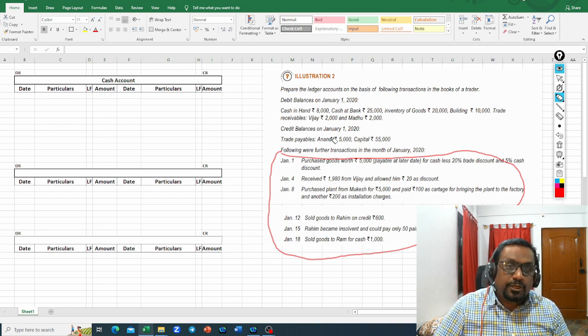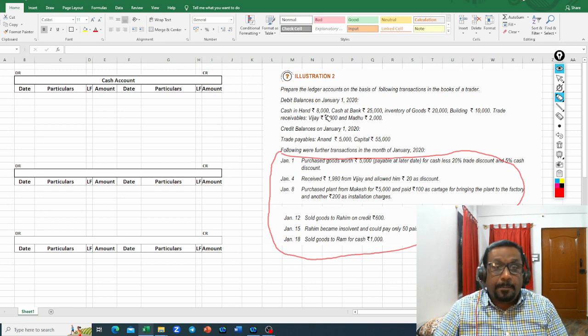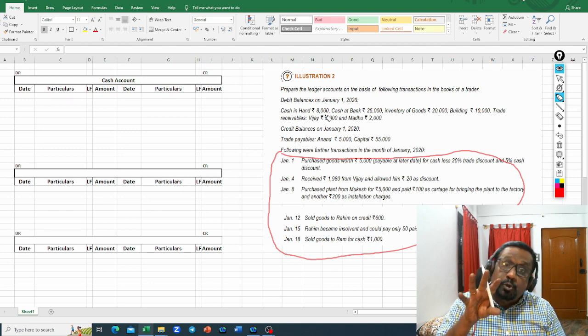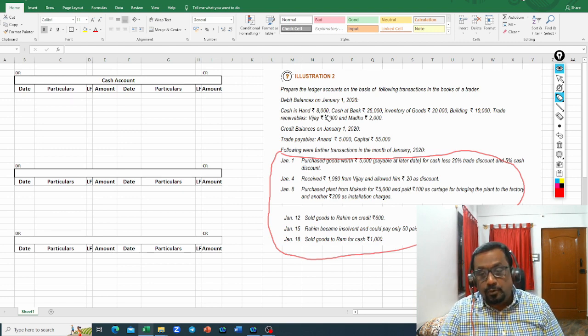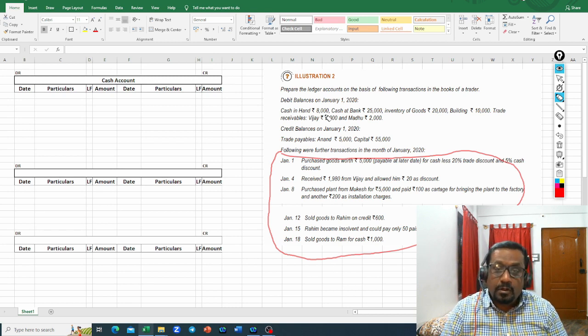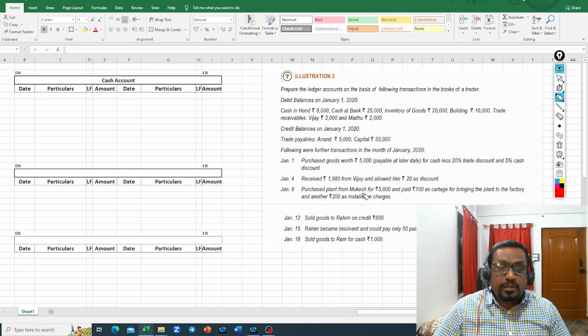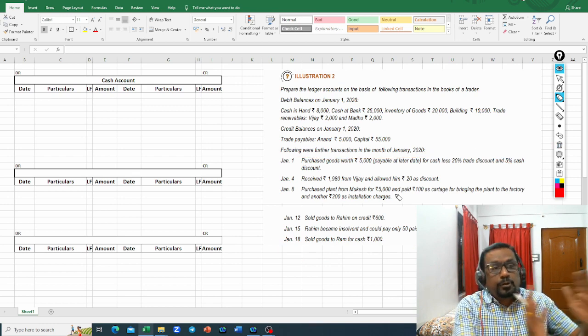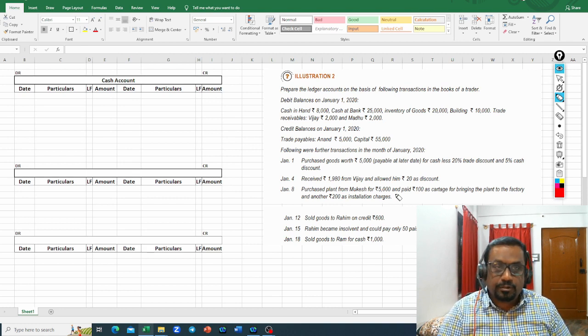So what we need to do is prepare the ledger. But if you want to prepare the ledger, you should know the journal entry, right? Once you know the journal entry, it is easy for you to post those transactions into the ledger books. So what I'm going to do now is explain the journal entries for all these transactions and explain how to post them into the ledger books. Okay, let us start.